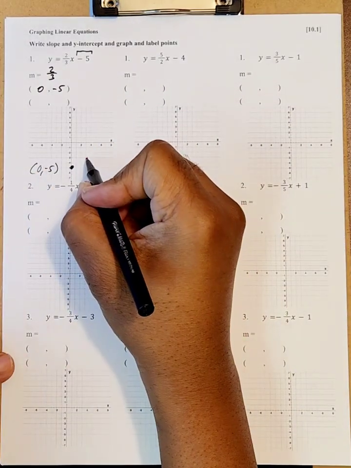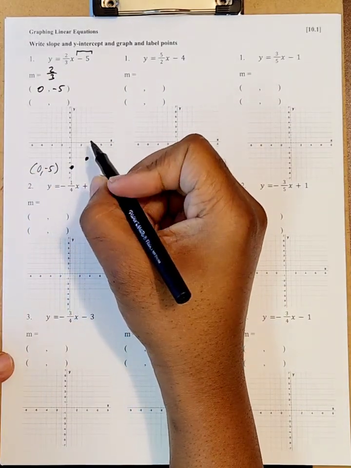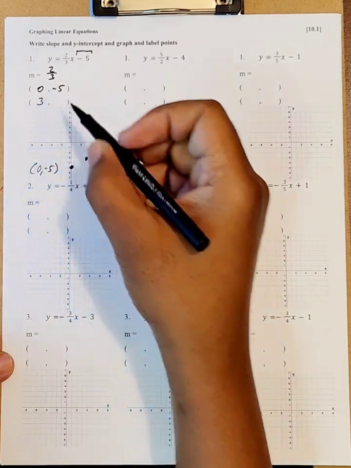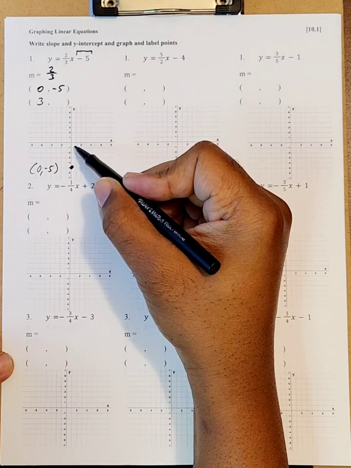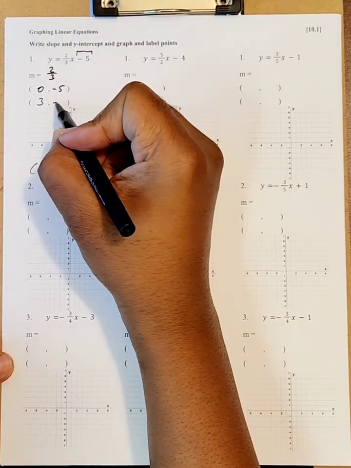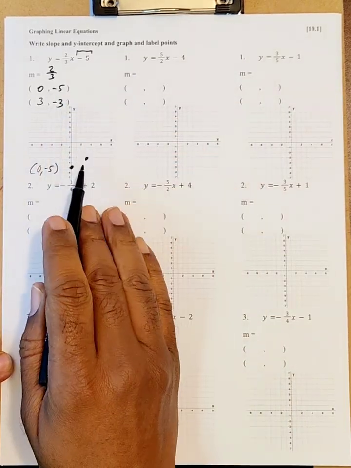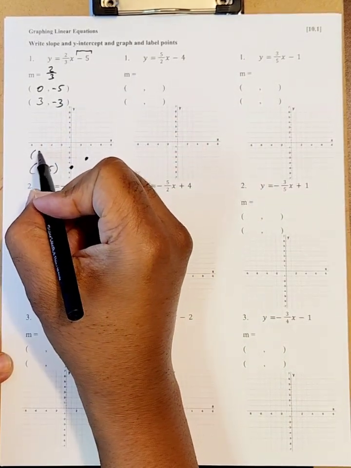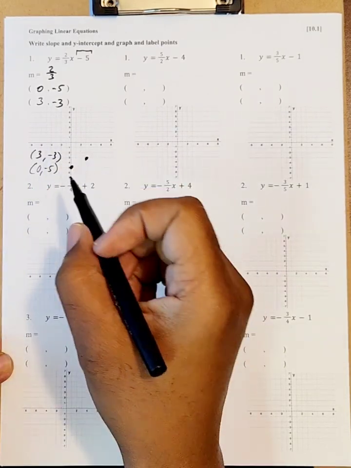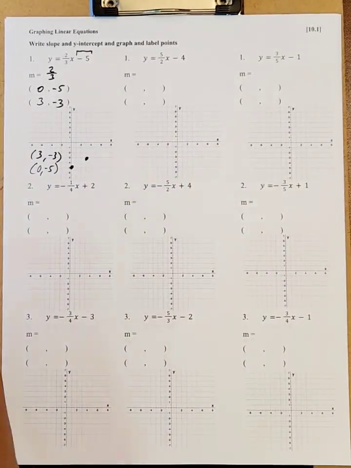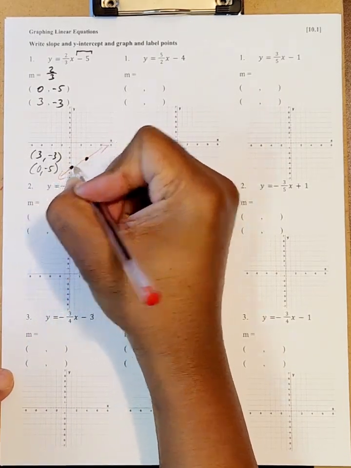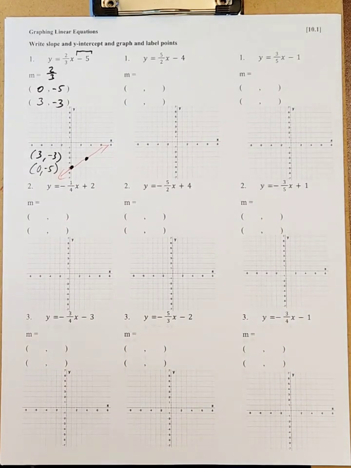Now, this location is x is 3, and y is -3. So that's the new point right there. It's x is 3, y is -3. Okay? And then once we're done, we're going to draw a line between them. And we're done. All right, let's try the next one.